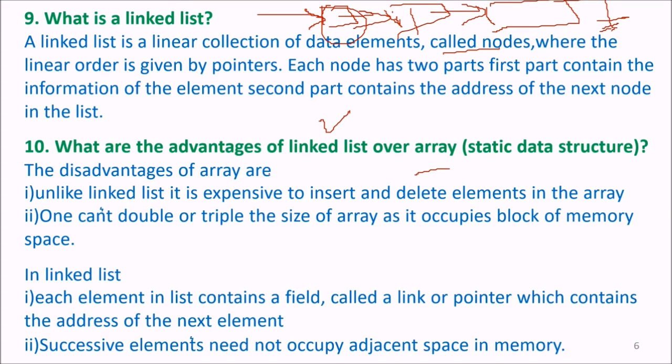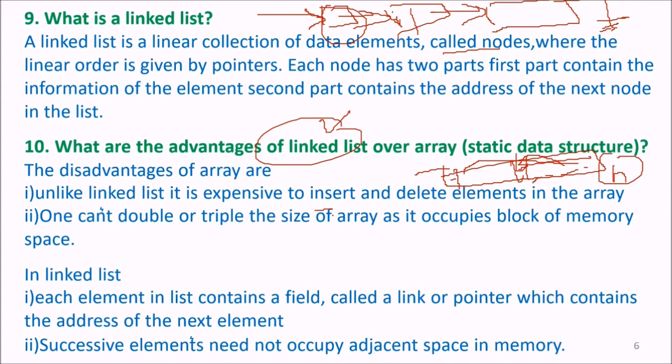The disadvantages of array compared to linked list: first, unlike a linked list, it is expensive to insert or delete an element in the array. If you delete an element from this side, then what about this space? You have to refill this space by moving all these values. The worst case will be if you delete from the first position, you have to move all n elements, so it will be order of n.